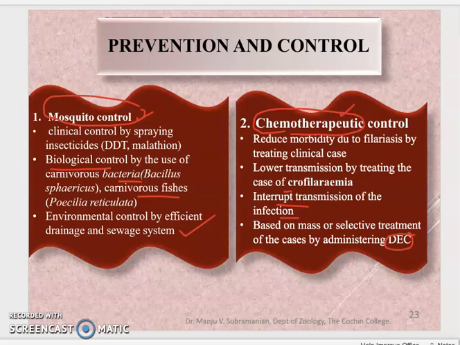So deworming is a common procedure done along with the vaccination. That's all in this video.